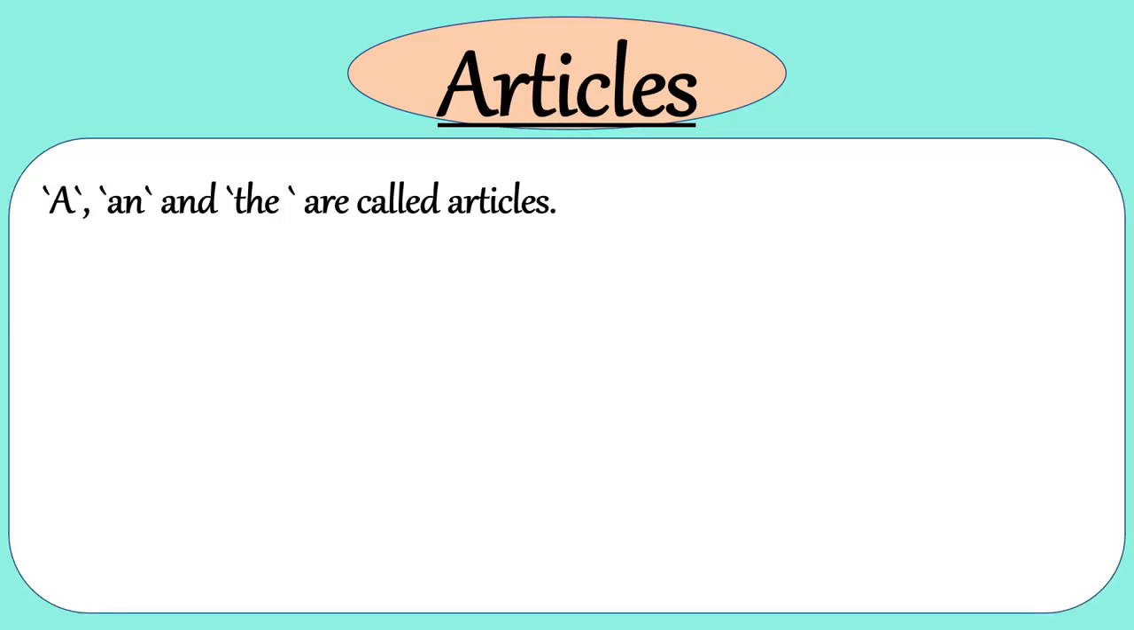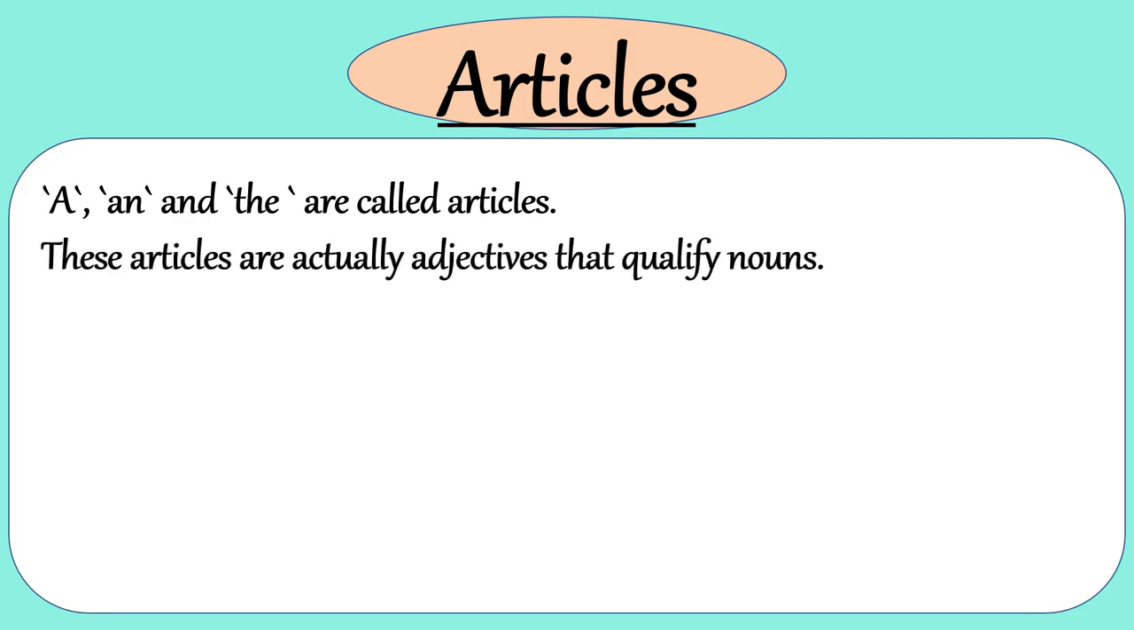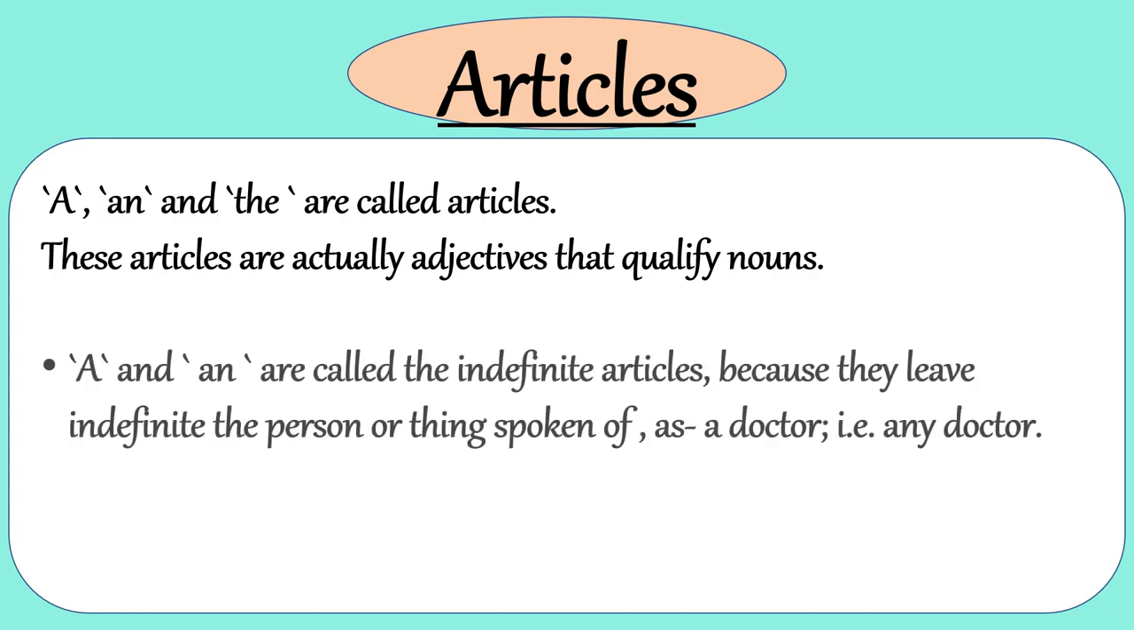So the topic name is articles. What are articles? A, an, and the are called articles. These articles are actually adjectives that qualify nouns. A and an are called the indefinite articles. Why? Because they leave indefinite the person or thing spoken of. For example, a doctor. That can be any doctor. I am not talking about a specific doctor. So that's why a and an are called indefinite articles, because they leave indefinite the person or thing spoken of.